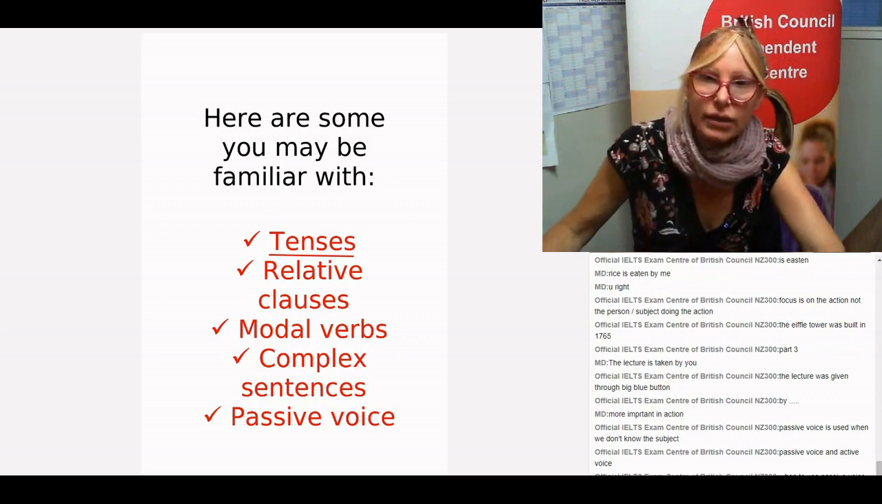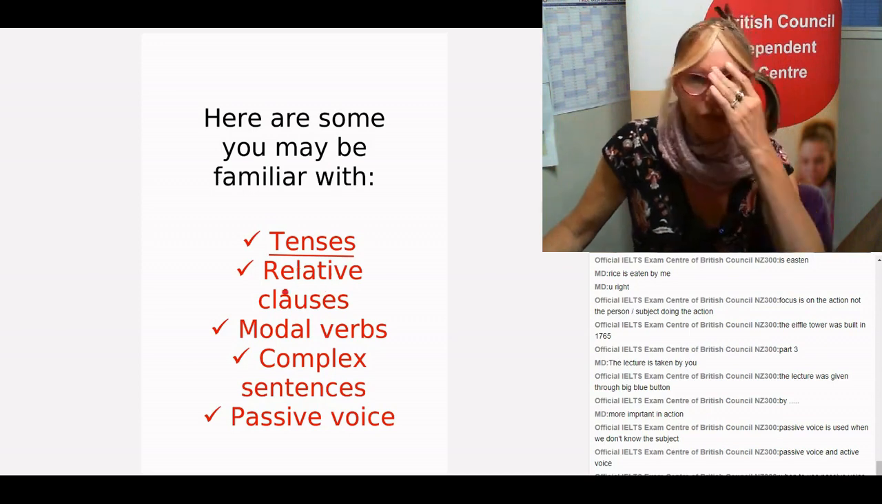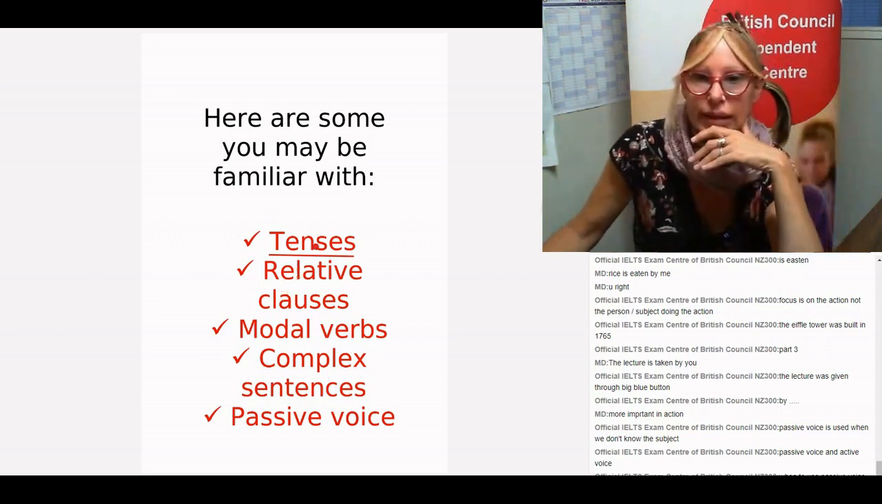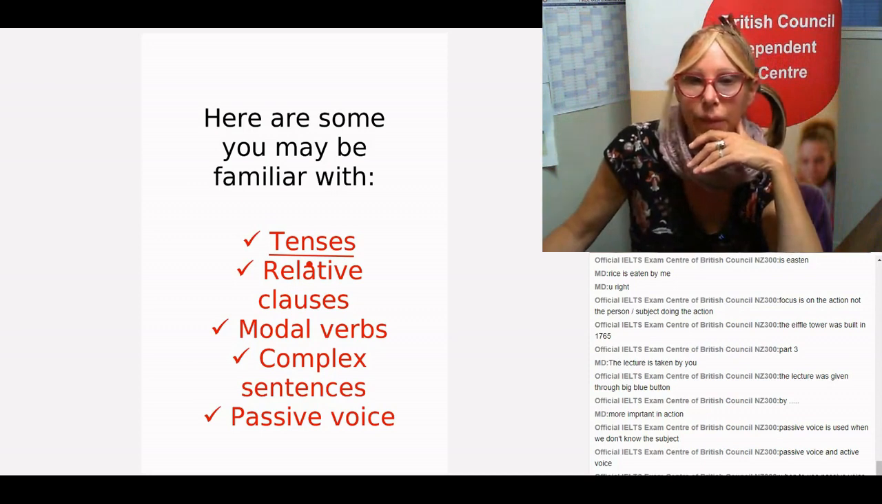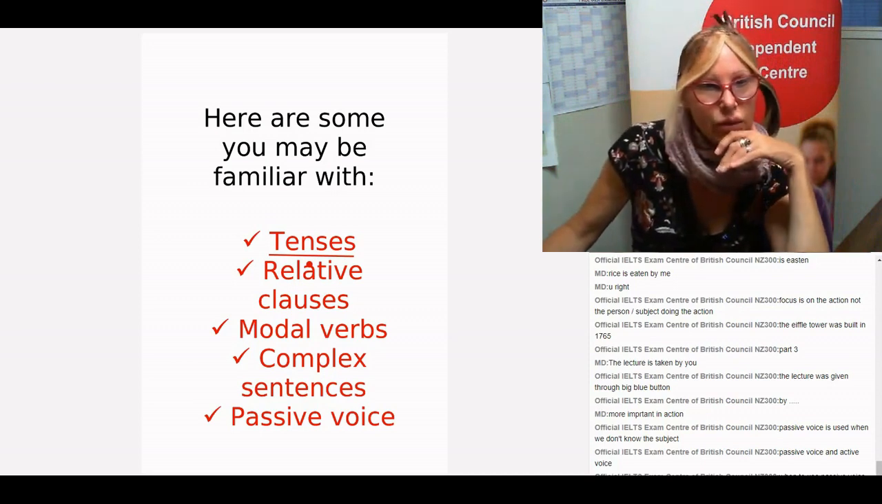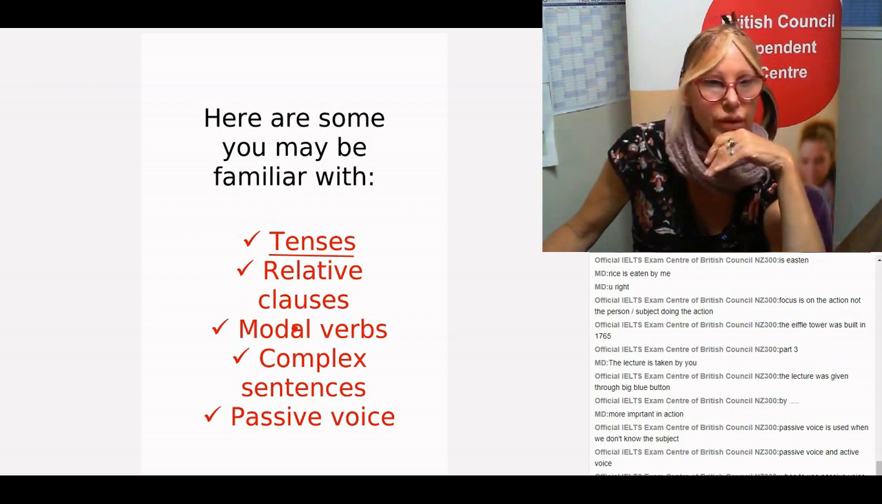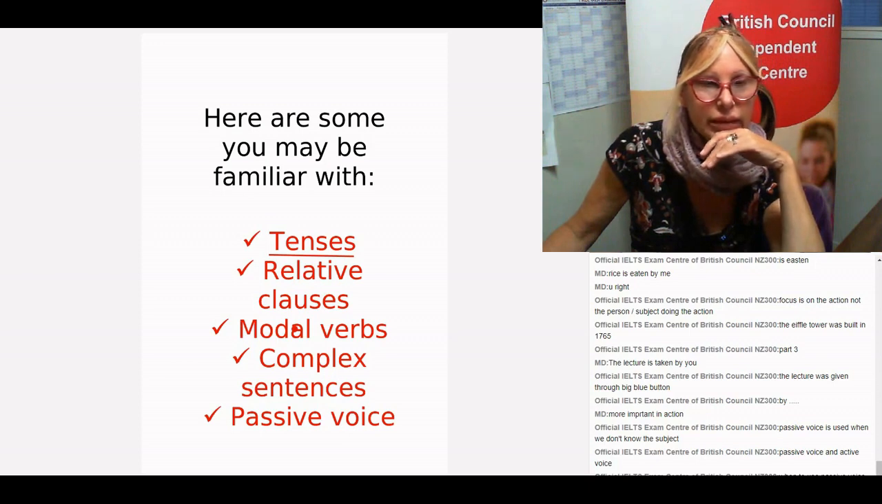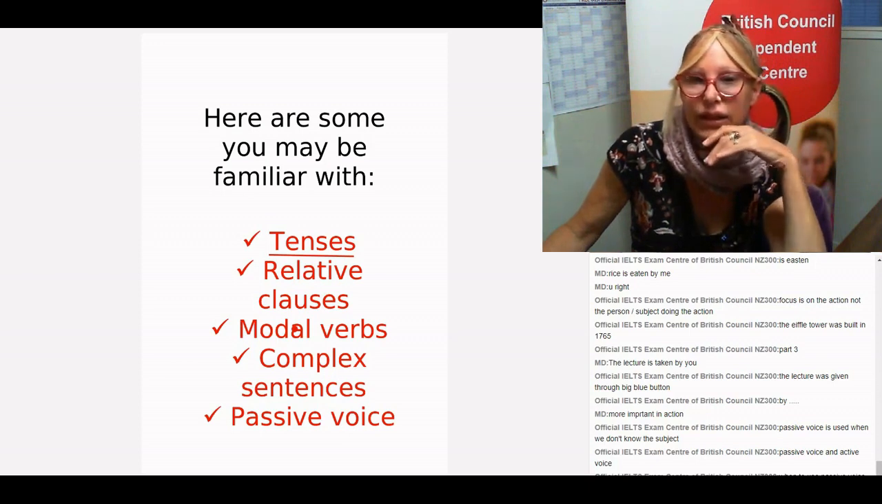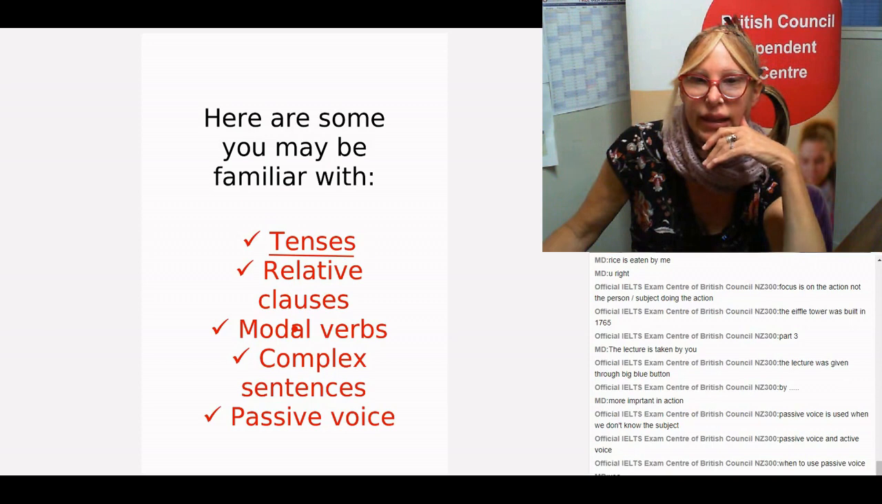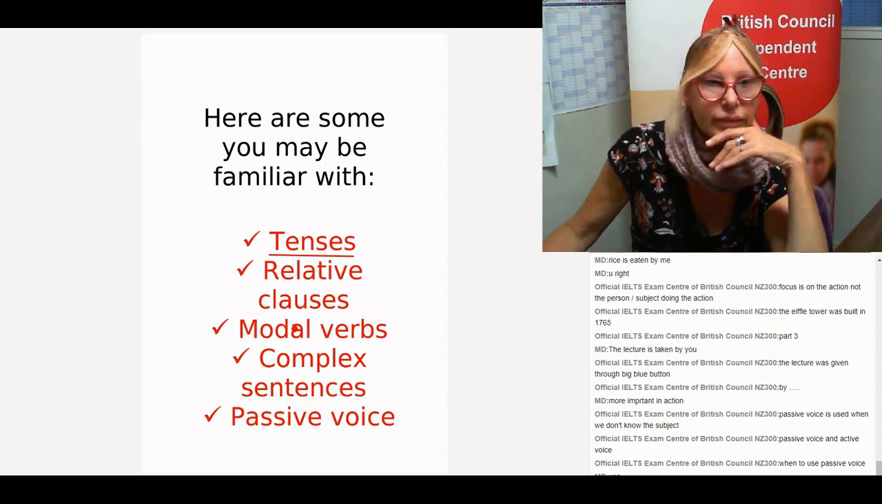This is quite a complicated structure, and there are lots of features, we could say, in relative clauses. Modal verbs, you're confident with modal verbs, are you? Could, should, would, might, may, will. Okay, good, good. All right. And is there anything else there? No, okay, that's fine.